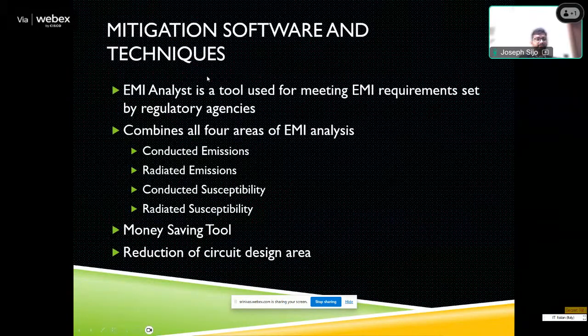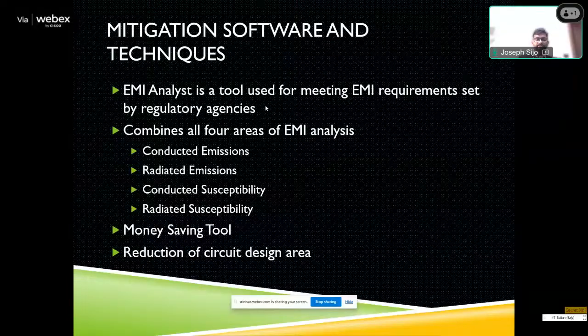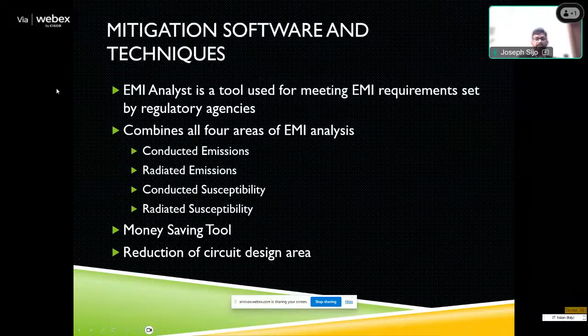Mitigation software and techniques: EMI analysis is a tool used to meet the EMI requirements of a regulatory agency. As we know, we use different standards in different industries, depending on where we are using the products. For a big example, we already know the European standards and also the American standards.